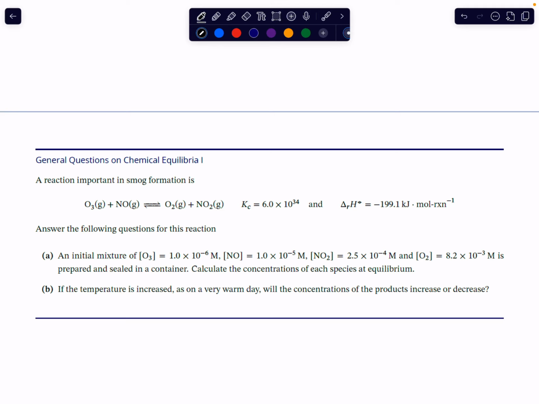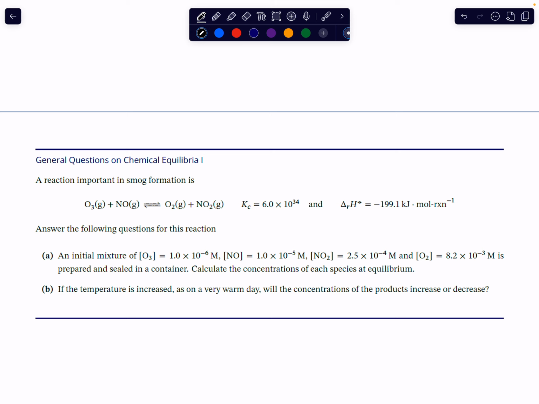Hi everyone, so let's continue our conversation on chemical equilibria, and we're looking at some general questions on chemical equilibria. The example that we are going to look at is an interesting example. It's a reaction that's important for smog formation, meaning it's a reaction that takes place when smog is formed. When ozone reacts with nitrous oxide, it forms oxygen gas and nitrogen dioxide.